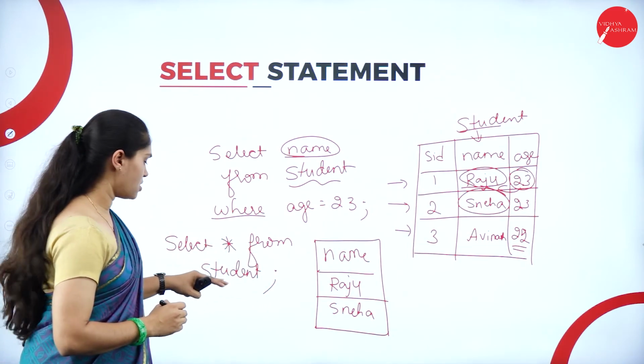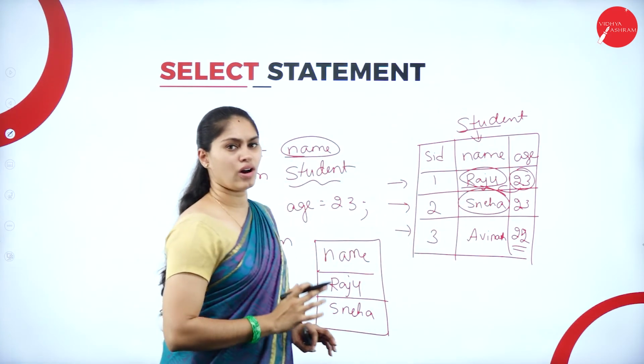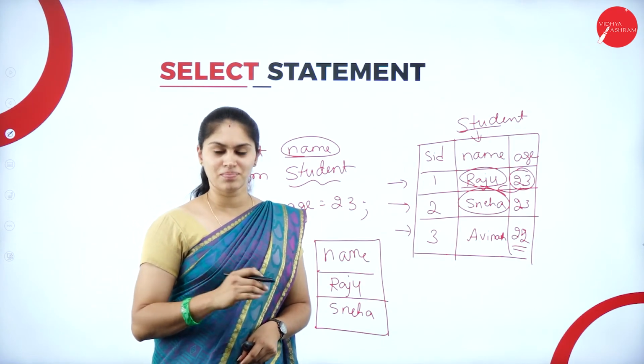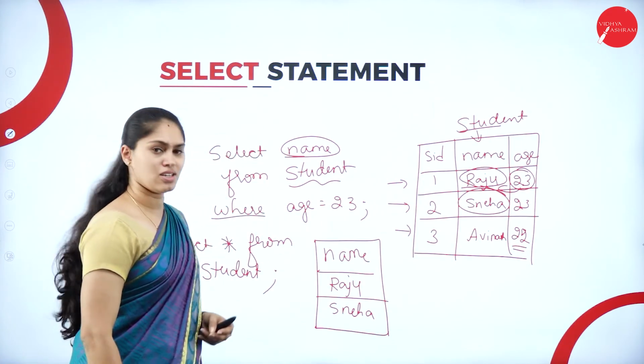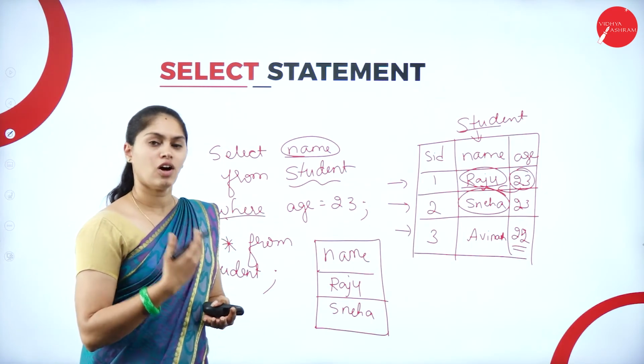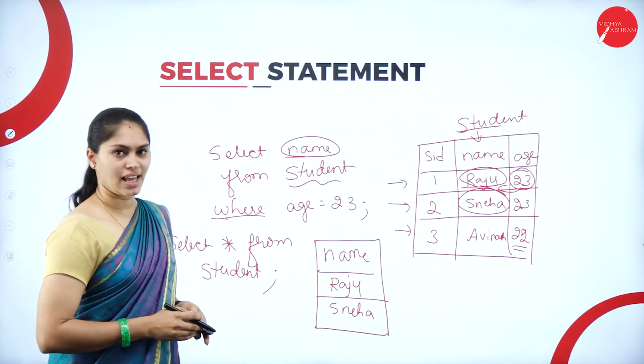Select star from student. At that time all the rows as well as all the column values will be displayed as a resultant table. This is regarding the select statement. And if you wish to have a where clause, or if you wanted to have order by, all those clauses or conditions you can have with the help of this select statement.